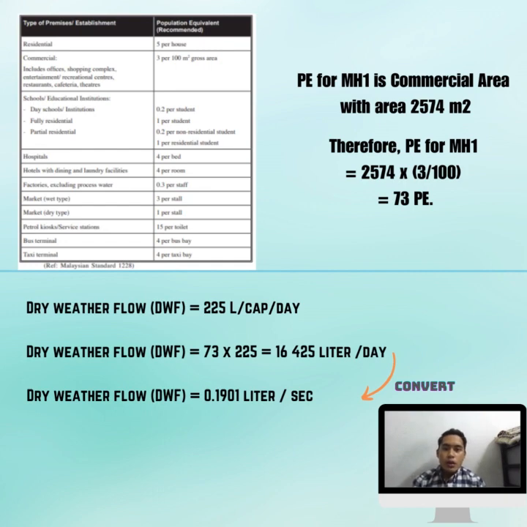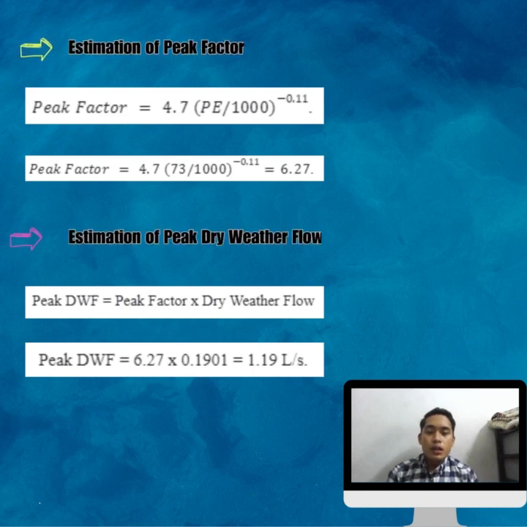Next we go to the dry weather flow. We know that dry weather flow commonly is 225 liters per capita per day. To find the dry weather flow, we need to multiply 73 with 225 and we get 16,425 liters per day. After that, we need to convert it to liters per second, which gives 0.1901 liters per second. After we calculate the dry weather flow, for the next step, we must estimate the peak factor.